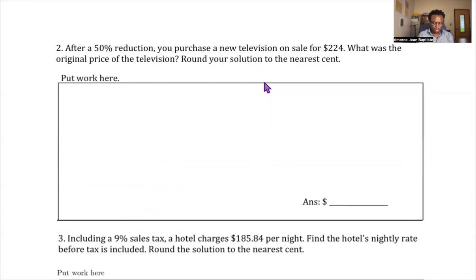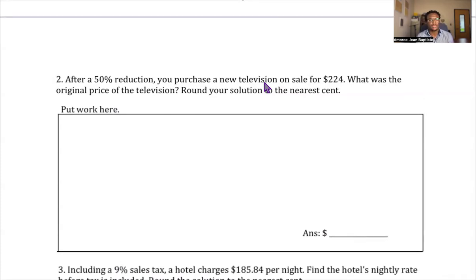More problems here. After a 50% reduction, so that's a subtraction, you purchased a television on sale for $224. What was the original price of the TV? Round your answer to the nearest cent. Okay, so in here what we see is that there was a price that we don't know yet, and that's what they asked me for. So let me call the original price X.